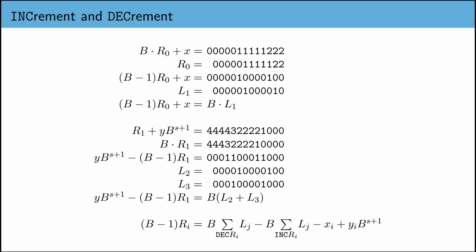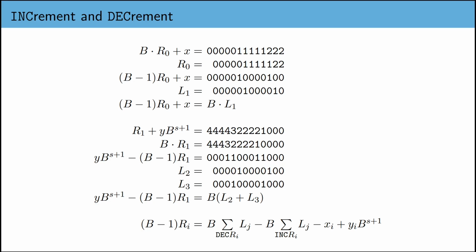In general, the equation that we're going to want to set up for a particular register looks like this here. The difference between the offset version of Ri and the original is given by b times the sum of the line number variables, the positions where we decrement Ri, minus b times the sum of the line number variables where we increment Ri, minus xi if we're going to treat register i as an input to our machine, otherwise just leave that as 0, plus yi times b to the s plus 1 if we're going to treat register i as an output to the machine. Otherwise, just leave that as 0.